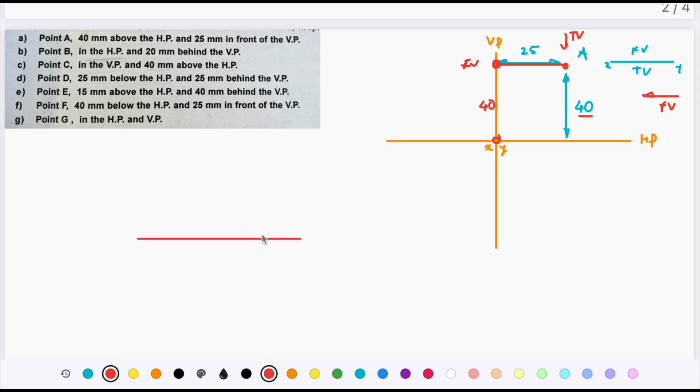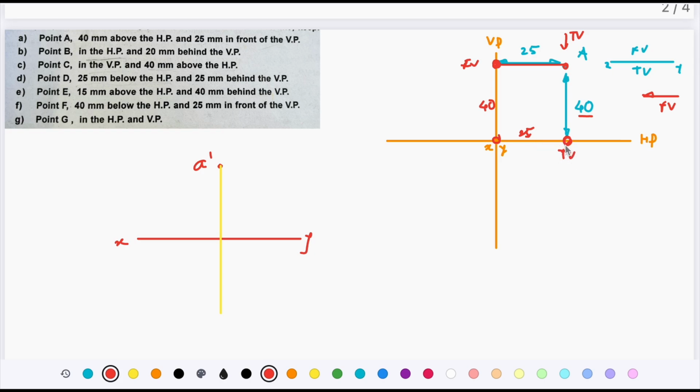So if you consider this XY line, at a distance of 40 mm you will get a dash, denoted by front view. Let me draw a projector of the A on that point. You will get the top view. So when you look for the top view, it will be projected on this horizontal plane. Point is 25 mm in front of VP. So from XY at a distance of 25, you will get this top view.